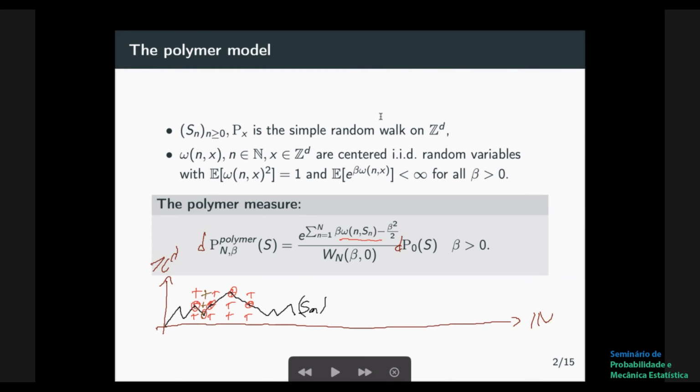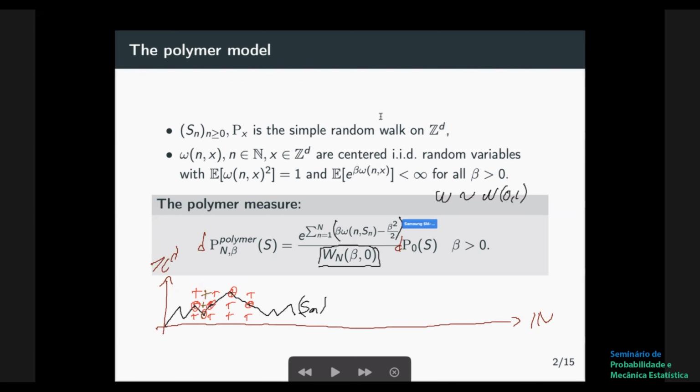So the reason for this is because I'm assuming Gaussian weights. Yes. So the omegas are Gaussian. So there is this minus beta squared over 2. It's just for the normalizing constant which appears for the measure on the left to be a probability measure. It's just very convenient to add artificially this constant, because then it makes this object of mean 1. That's the role of the minus beta squared.